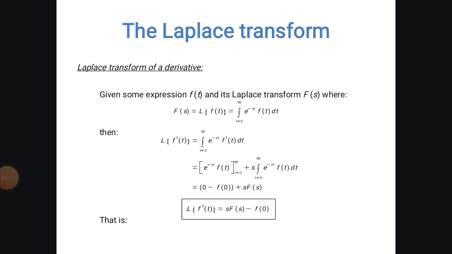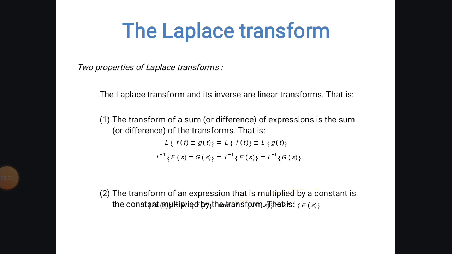Then we integrate this, e raised to minus st, integration of f dash is f. We are using here the uv rule of integration, and then we'll get the term s F of s minus f of 0. That is, Laplace of f dash of t is s into Laplace of f of t minus f of 0. Remember this formula.